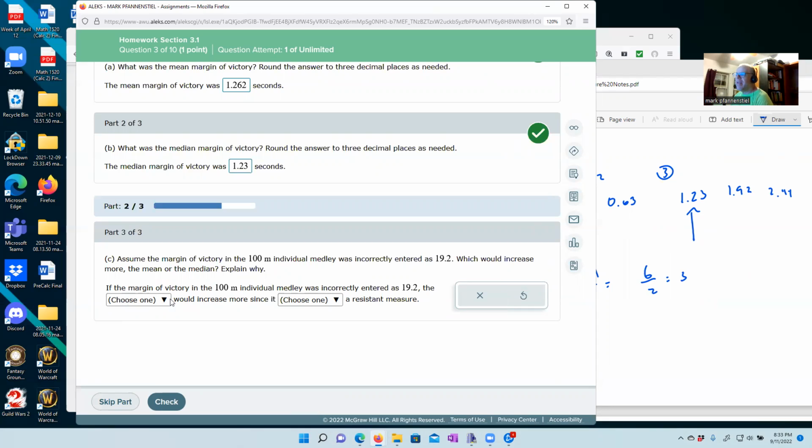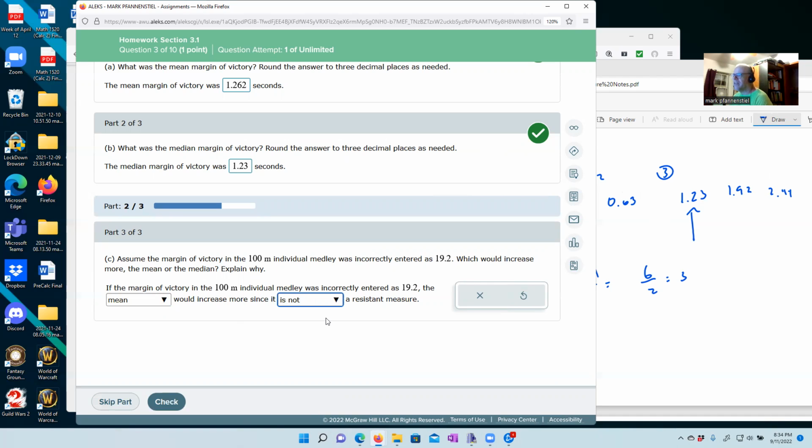The median isn't going to change. So the mean increases, but the median does not. I could change this to 19.2. It's just going to move where this is, but this 3rd position is going to remain 1.23. So the median is not going to change.